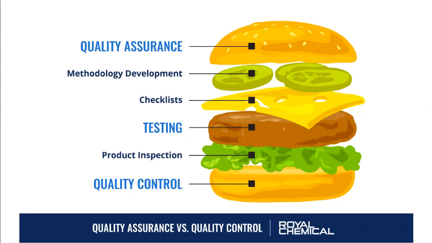And there are some other parts, product inspection, checklist and methodology development. But however, these three terms are very important. We will discuss the testing part in detail later. What I wanted to explain now is the difference between quality assurance and quality control and the importance of quality management. I hope that you got the point.